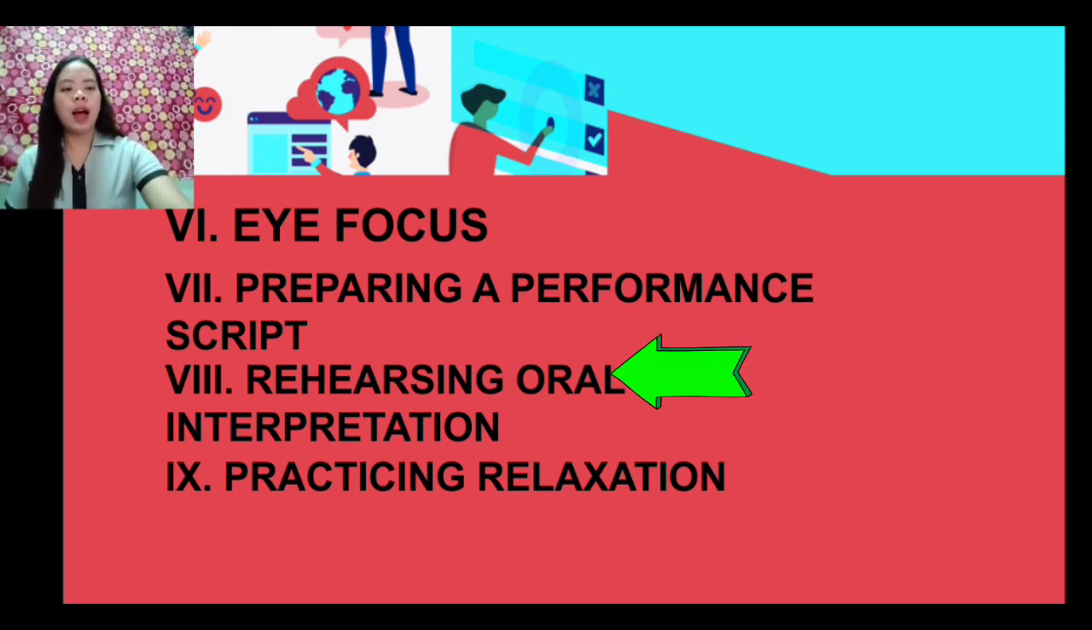Then we have the rehearsing oral interpretation. There are steps to practice the delivery of your oral interpretation. Number one, read your piece silently 2 or 3 times. Go straight through, don't stop and start over, and don't go back over any section. Then the second one, repeat step 1, this time aloud.